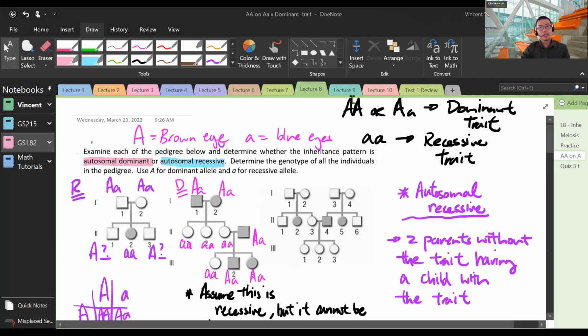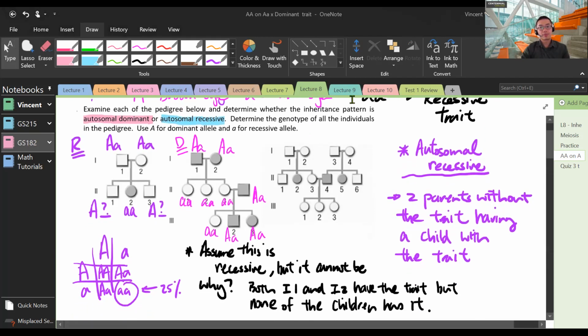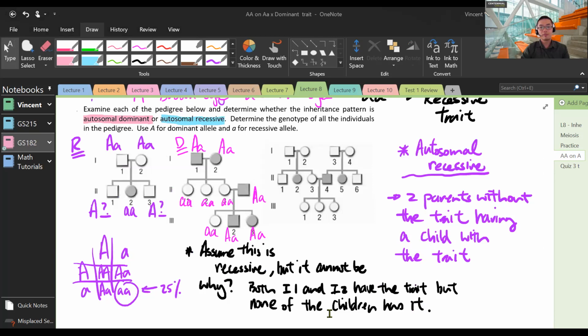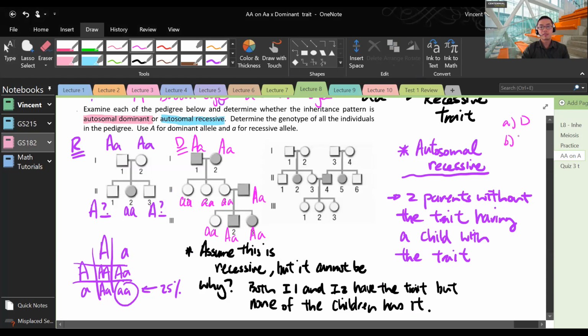Next part here. What do you guys think this is? Let's do a poll. We haven't polled for an hour. Let's do some polls. If you think it is dominant, please choose A. If you think it is recessive, please choose B. If you don't know, that's okay as well. Please choose C. Okay, what is going on over here?